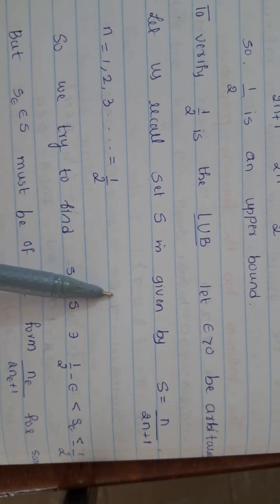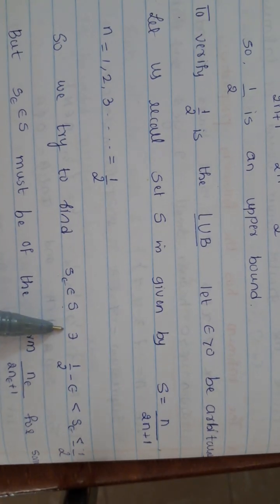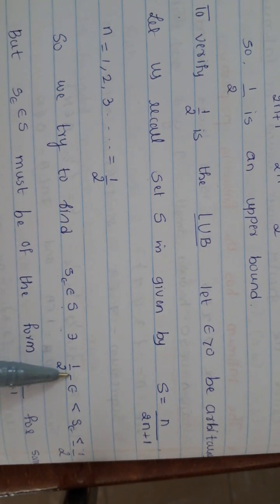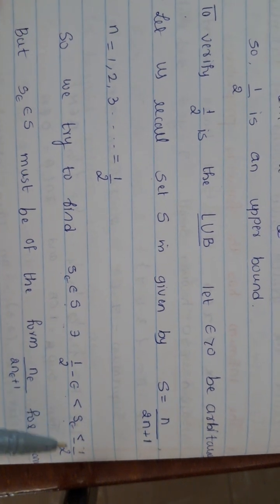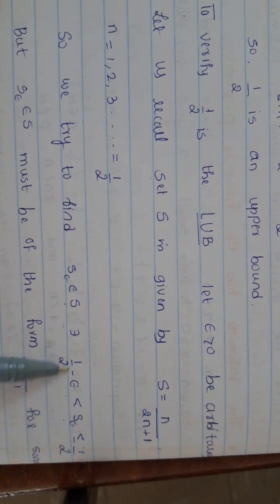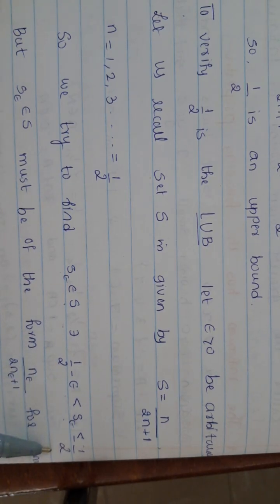That should become an upper bound. If that is the case, then our assumption will be wrong. So to do that, I will try to find some S epsilon from the given set such that 1/2 minus epsilon is less than S epsilon, which is less than or equal to 1/2. If you observe, I am choosing some number 1/2 minus epsilon which is less than 1/2, which is becoming an upper bound of S.